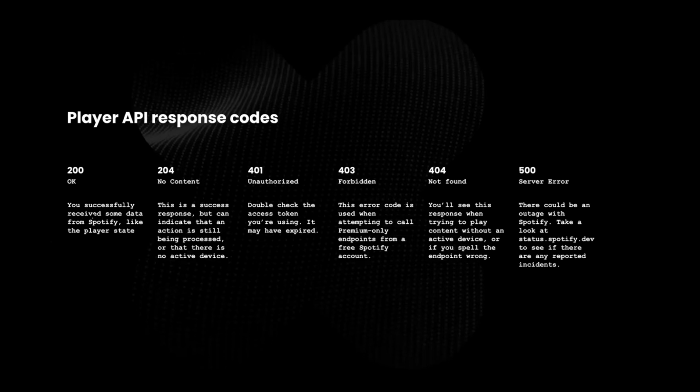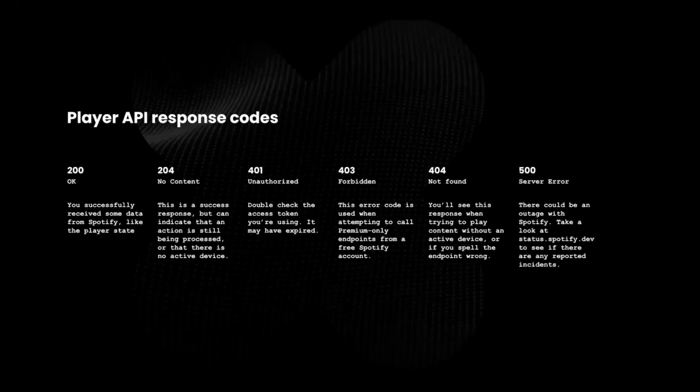Another success code that you might see is 204 no content. So it's another 200 series code, which tells us that this is another kind of happy response code, but it can indicate in some cases that an action is still being processed, or that there is no active device. So you will see a 204 response, for example, if you use the previous API or the next API.